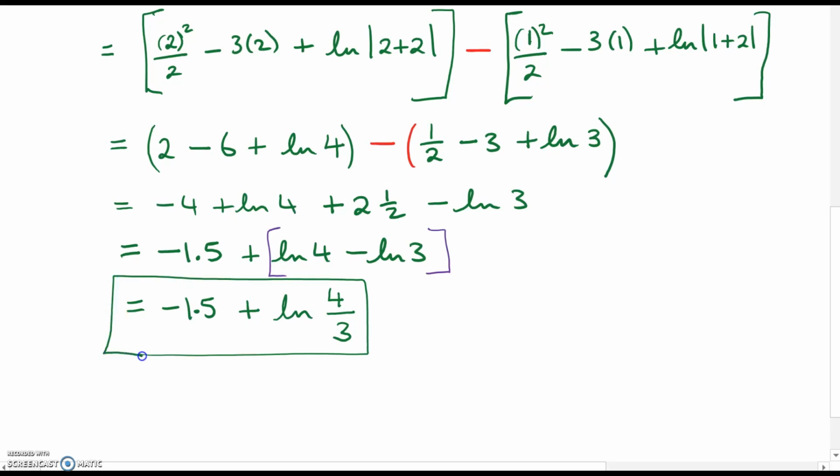Now you can verify that by estimating it on a calculator and then go back and do the original integration on a calculator, and it'll show you get the same answer. Okay, that was a long problem. Thanks for sticking through it.